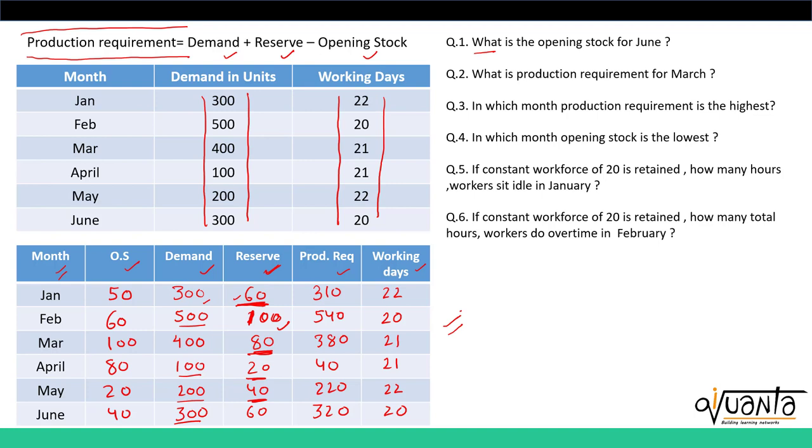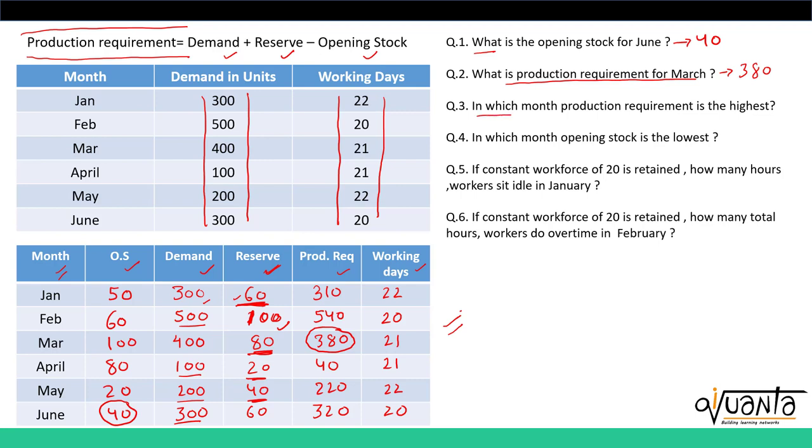So from the table, opening stock for June is 40 units very clearly. So the answer to the first question would be 40. Then the next question is what is the production requirement for March? So from the table it is clearly 380. Hence production requirement for March will be 380.